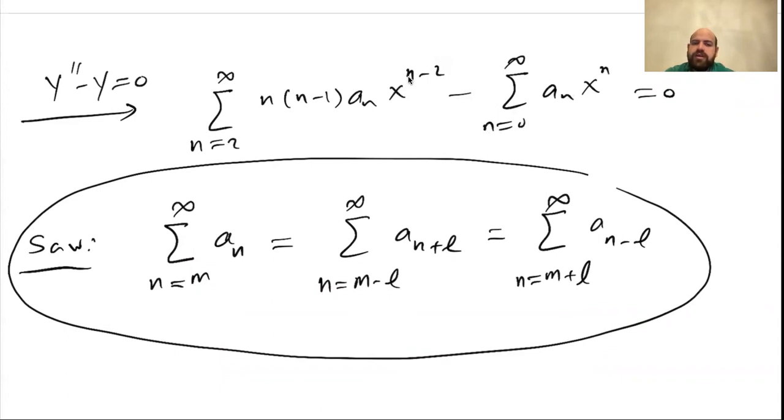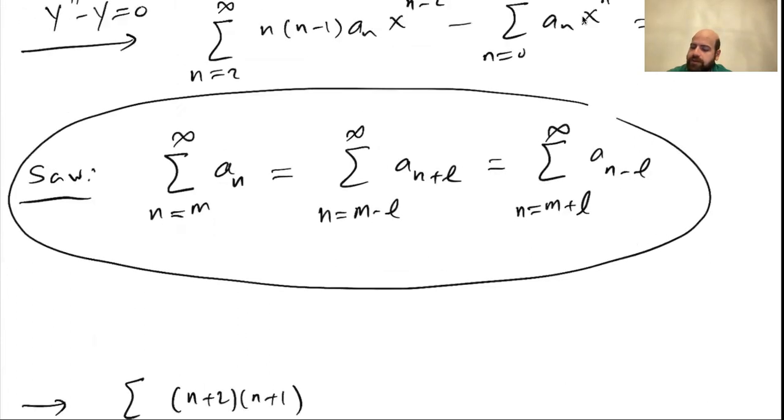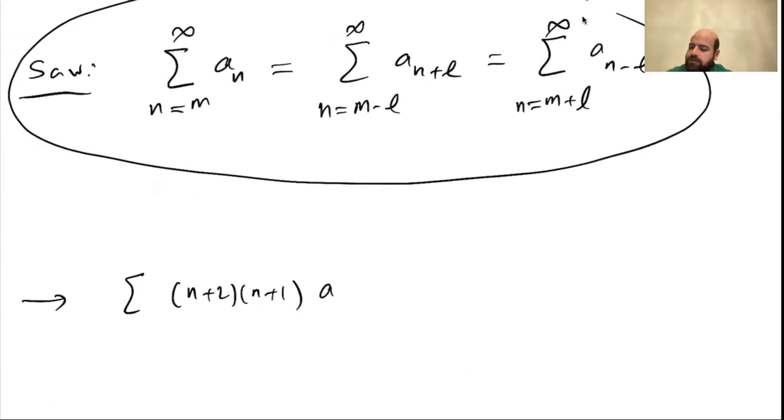But if I change n to n plus 2 here, the power becomes n, and the starting point will shift 2 units to the left and will start from 0 to infinity. In that case, the powers and the starting point both will match together. So let's change n to n plus 2 for the first sigma. So then I'll have sigma n plus 2 times n plus 1, a n plus 2, x to power n, from 0 to infinity, minus sigma a n x to power n, from 0 to infinity equals 0.